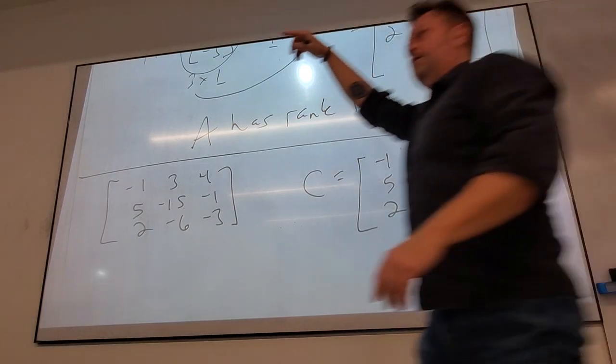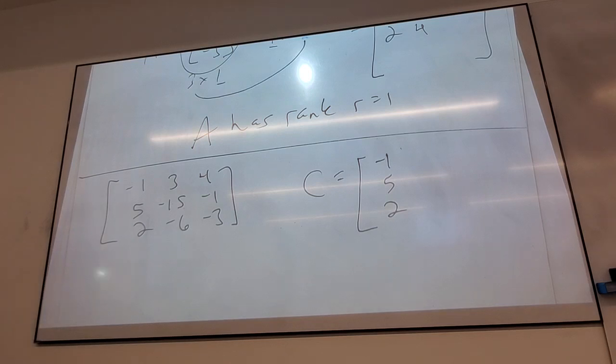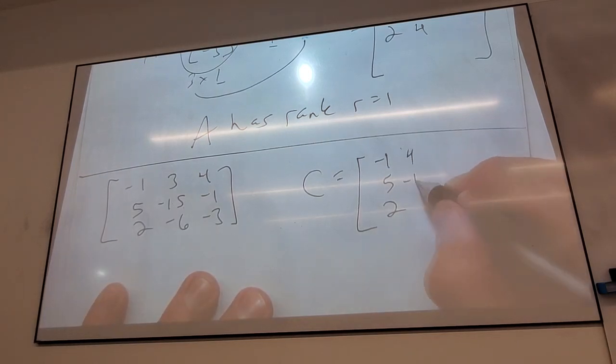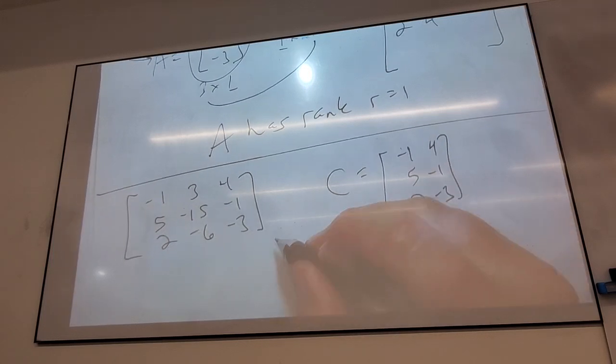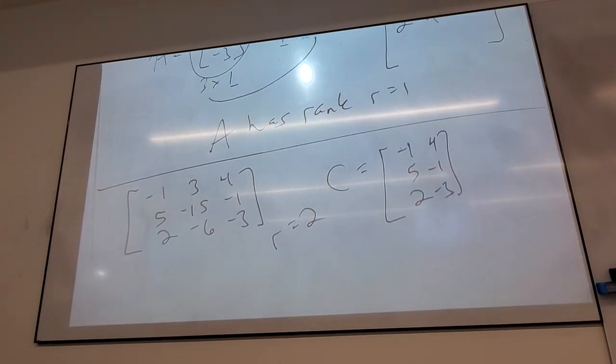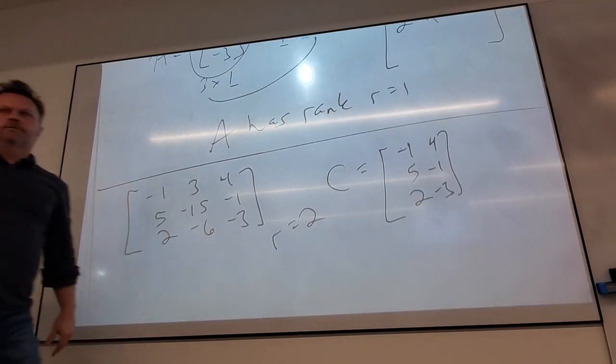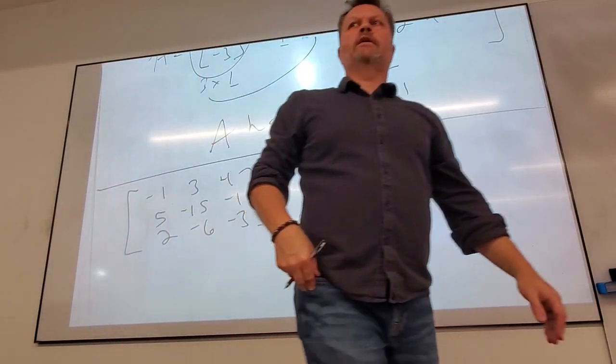So what's the next column, that vector I'll put in here? 4, negative 1, negative 3. So there's my column space. What's the rank of this matrix? 2. Yes. How many vectors should be in my row space? 2, because they have to have the same rank.